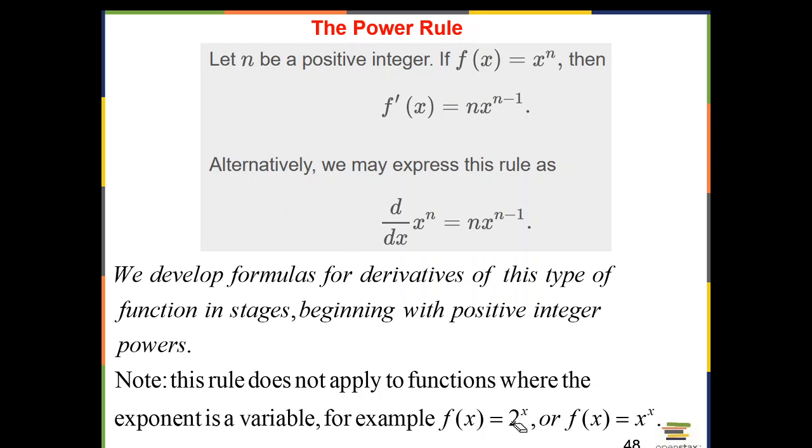Also, don't get this confused by functions like this, where the base is a number and the exponent is a variable, right? Like that, or this one. If the exponent has a variable in it, that's a different story that we're going to talk about at the end of this chapter. For now, we're talking about power functions. Power functions are a variable to a number. But if you have a number to a power of a variable, that's a different story. It's an exponential function, and we're going to talk about them later.